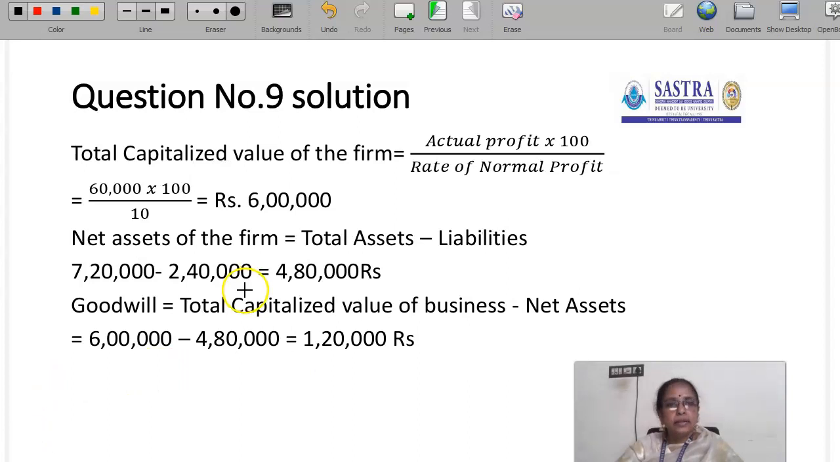So there are 3 methods. One is the average profit method. Under the average profit, we have two styles. One is simple average profit, another one is weighted average profit. In simple average profit, we don't assign any weightage. Under the weighted average method, we assign weight. Then the second one is the super profit method, and the third one is the capitalization method. Okay, so these are all the three methods to calculate value of goodwill.